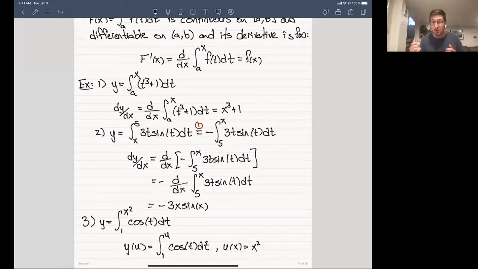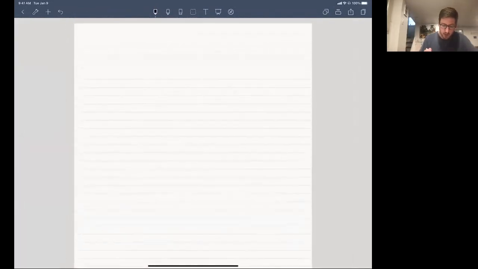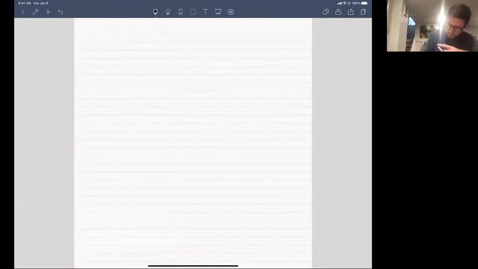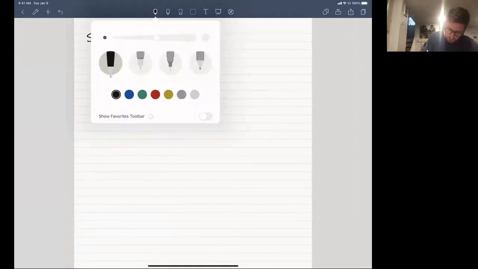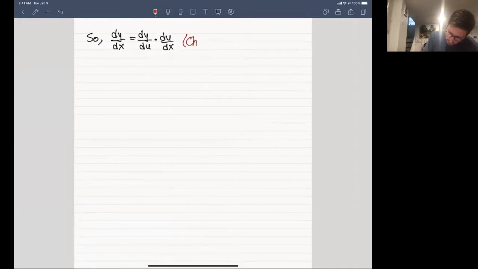So now we can view this thing as a chain rule problem, as a composition of functions, because really the original function y is y of u of x. And so the chain rule tells me that if I want to take a derivative of y with respect to x, this is the same as the derivative of y with respect to u multiplied by the derivative of u with respect to x, right? This is just the chain rule, nothing fancy.